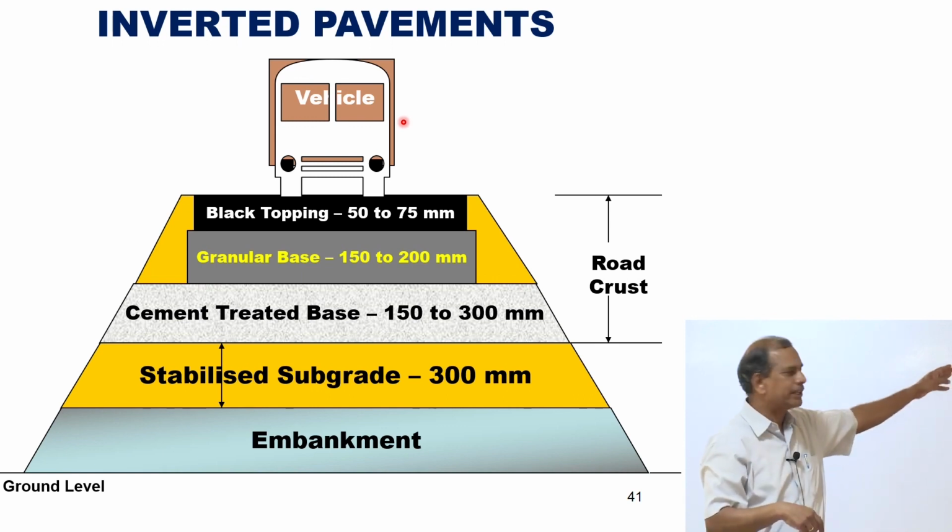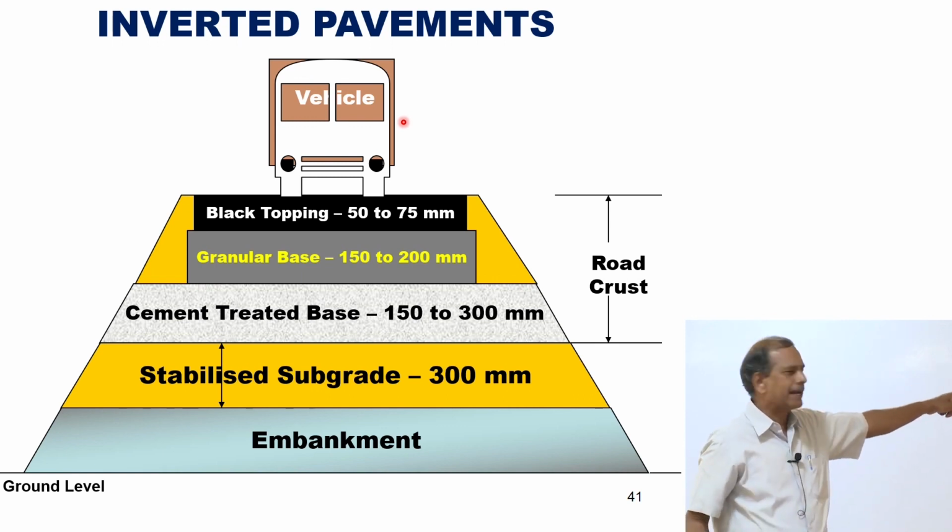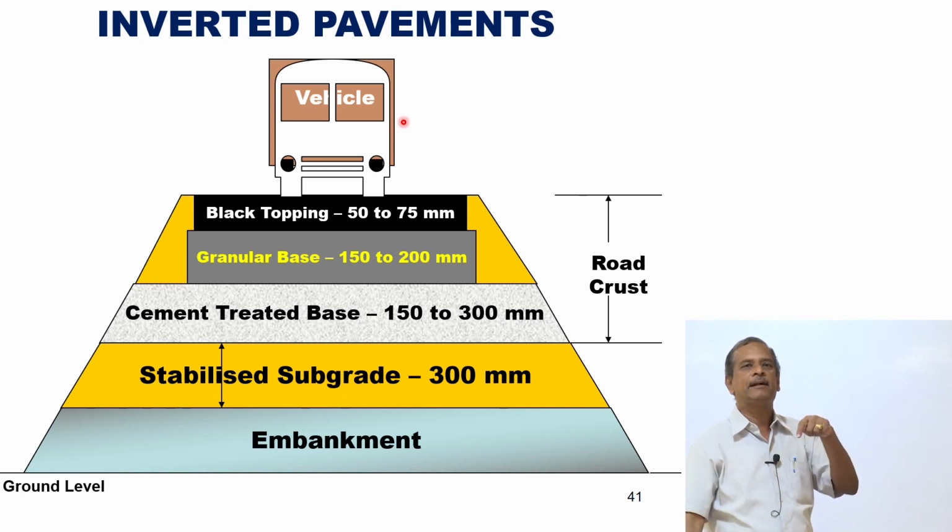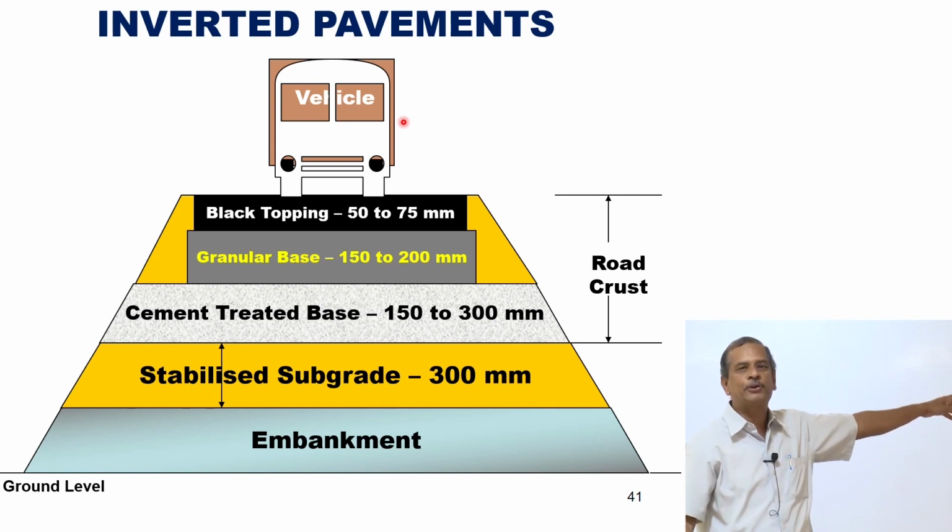Whereas, in the case of an inverted pavement, above the blacktop, I introduce a cement treated layer. When I introduce a cement treated layer, the thickness of the bituminous layer can be drastically brought down. The aggregate consumption can be drastically brought down. From 200 millimeter, 170 millimeter, I can bring down to 50 millimeter to 75 millimeter.